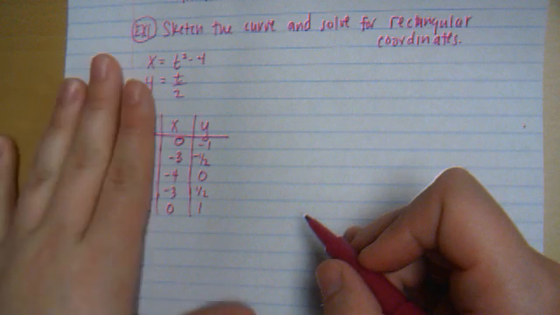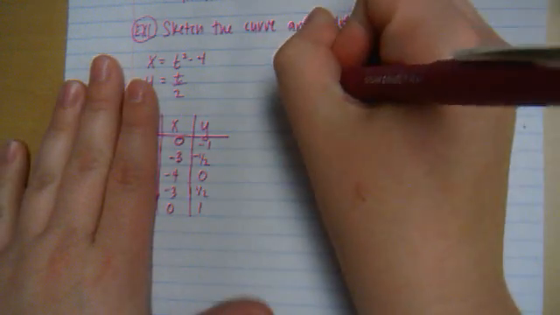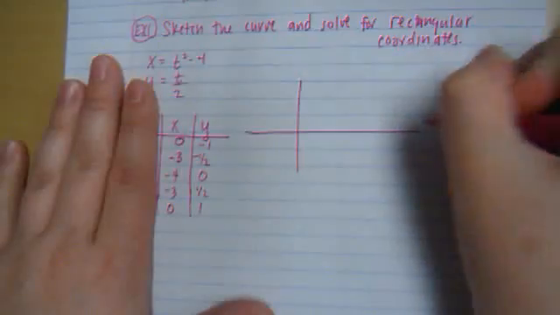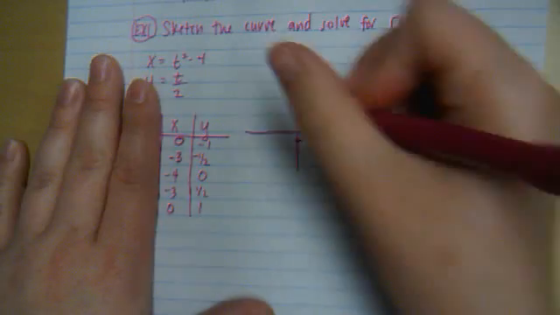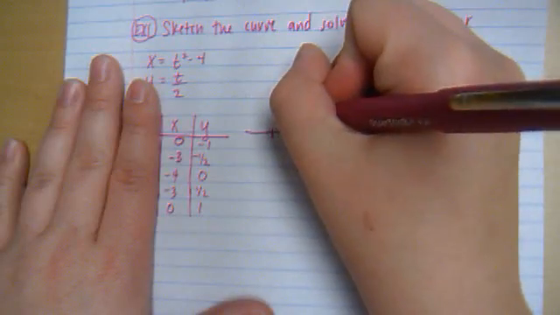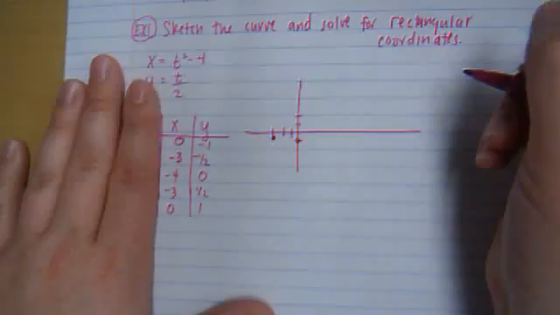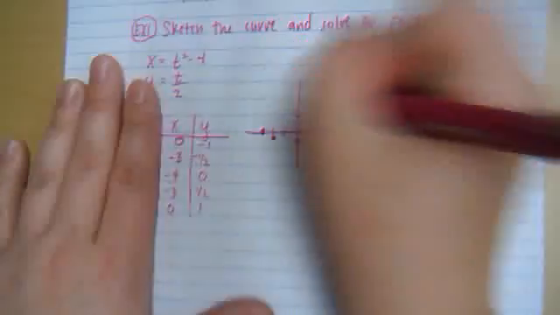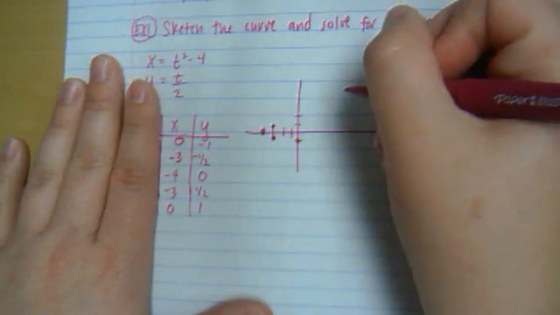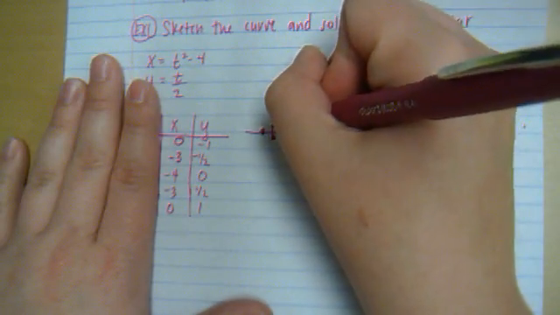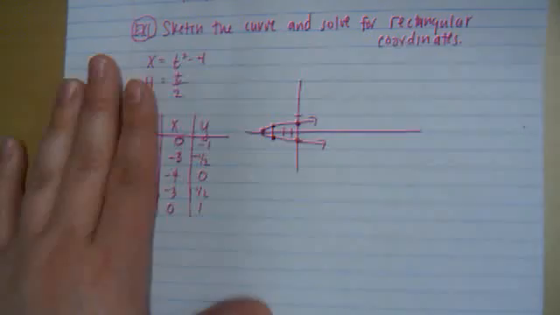So now to graph, I'm going to ignore this t and graph these values like normal. Okay? So when x is 0, y is -1. When x is -3, y is -1/2. Okay, when x is -4, y is 0. When x is -3, 1/2. And when x is 0, 1. Okay? So this would be my graph.